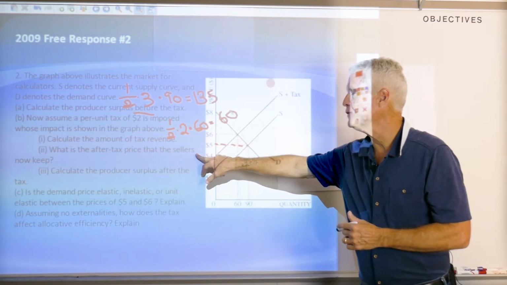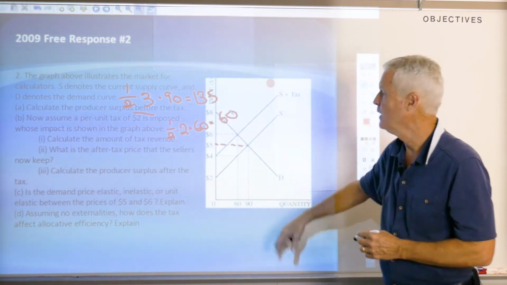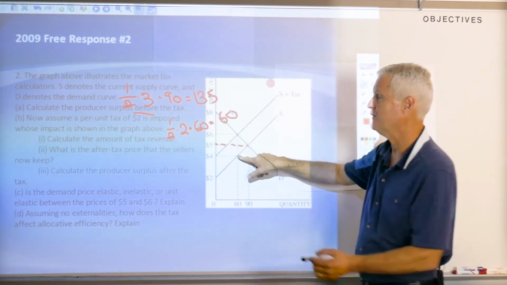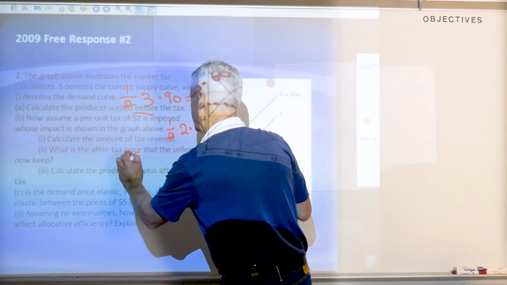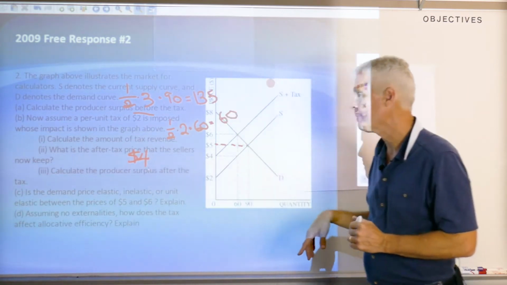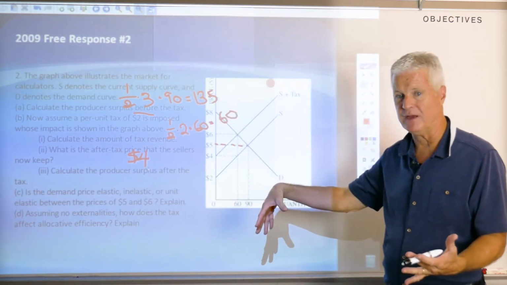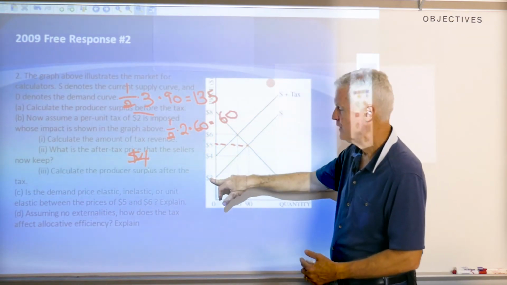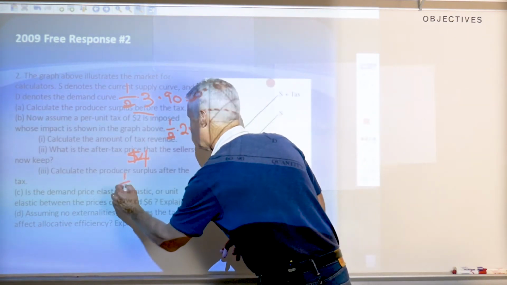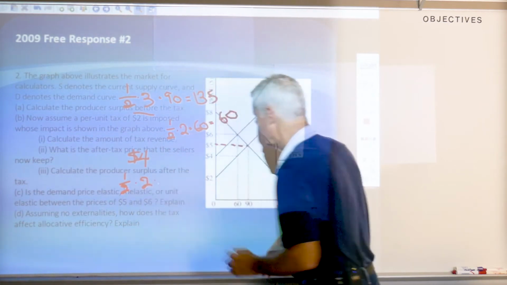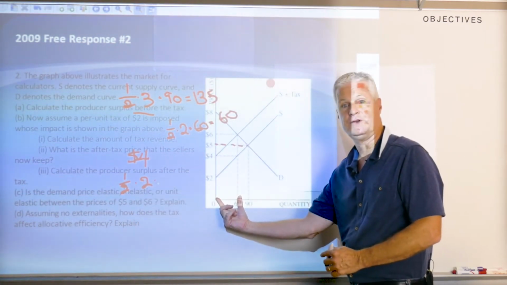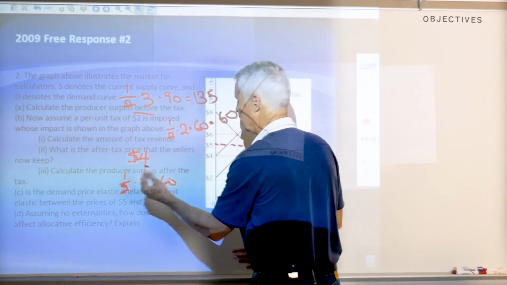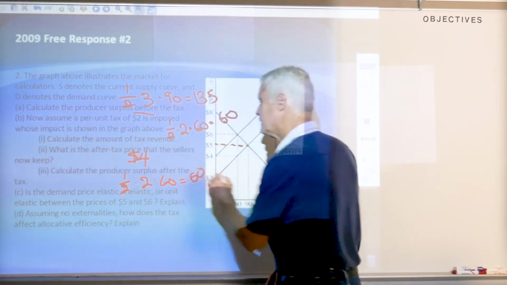Okay, what's the after-tax price that the sellers now keep? Well, it sells for $6. They have to give $2 to the government. That gives them $4. Calculate the producer surplus after the tax. Same type of calculations. 4 and 2 is 2, right? So 1/2 times 2 times, they sold a total of 60 units, not 90, 60 units, times 60, 1/2 and 2 cancels out. It's $60.